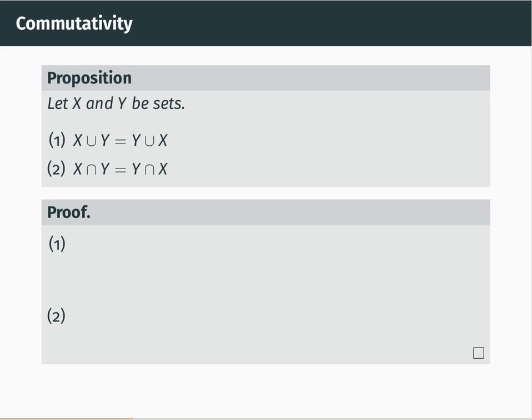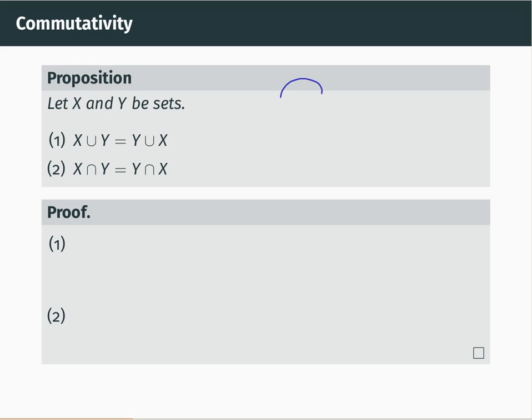When we talk about commutativity, we're talking about the order of something not mattering. So when you swap the order, it doesn't change anything. So the statement here is that if x and y are sets, then first of all, x union y is equal to y union x, and second, x intersect y is equal to y intersect x. So this is the kind of thing which is fairly clear if you draw Venn diagrams of these things.